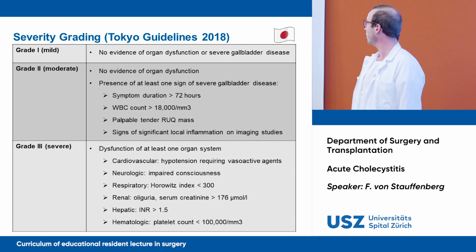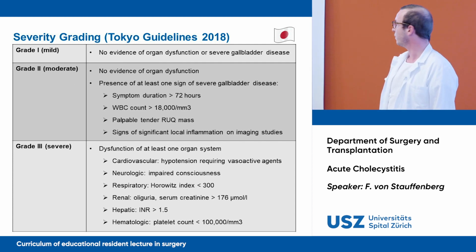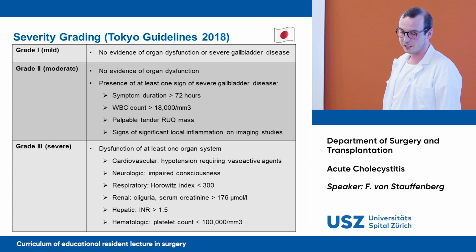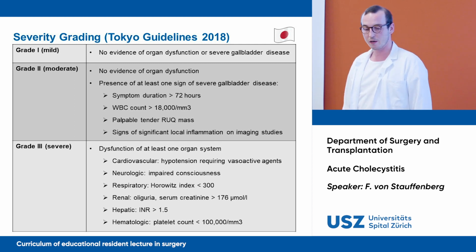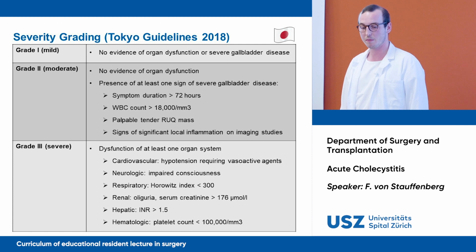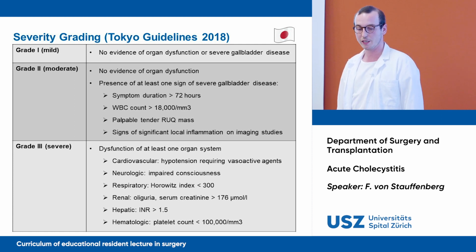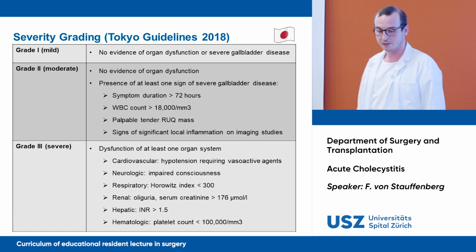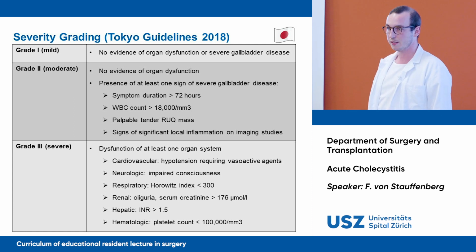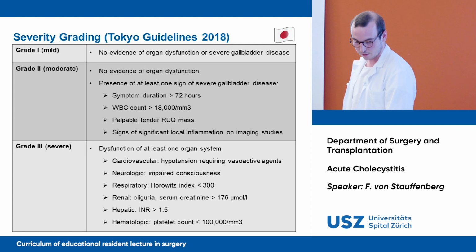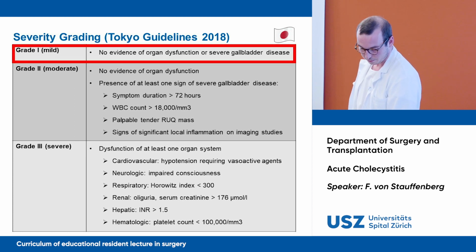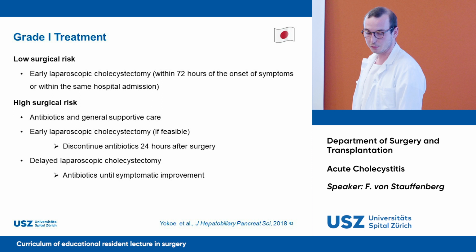Grade 2, with moderate cholecystitis, we also have no evidence of systemic organ dysfunction, but we have presence of at least one sign of severe gallbladder disease, which are a symptom duration over 72 hours, a white blood cell count over 18,000, as well as a palpable tender right upper quadrant mass, and signs of significant local inflammation on imaging studies. Grade 3, severe cholecystitis, adds a dysfunction of at least one systemic organ system, which are cardiovascular, neurologic, respiratory, renal, hepatic, or hematologic.